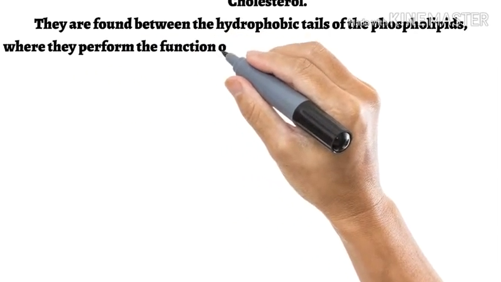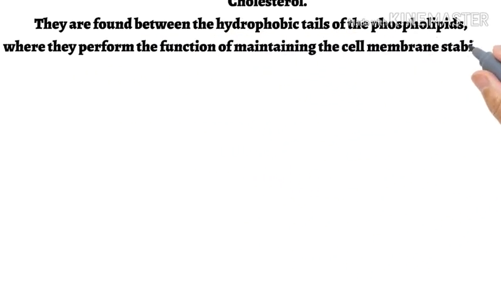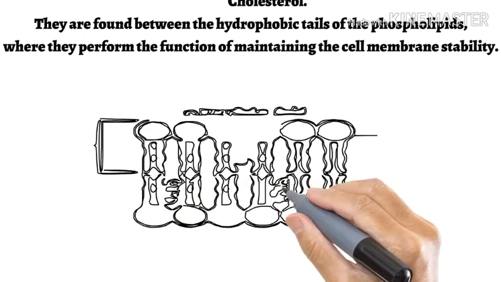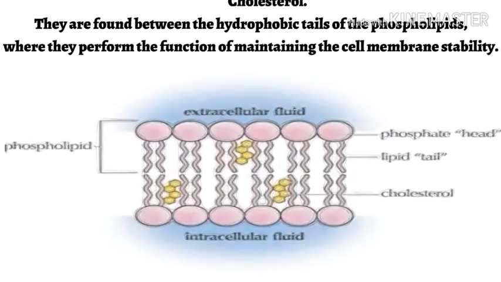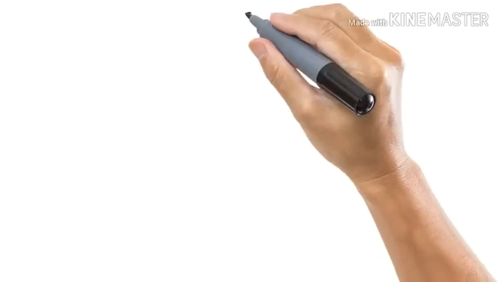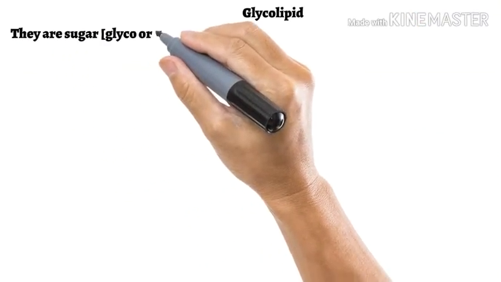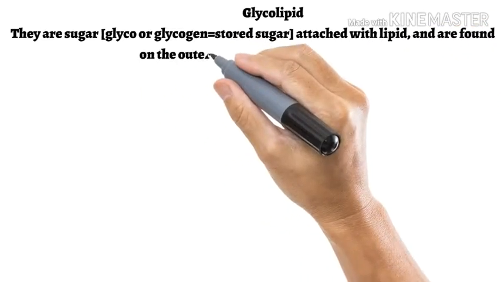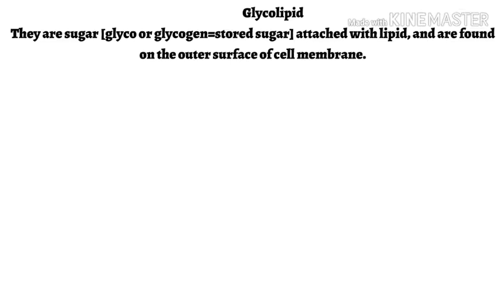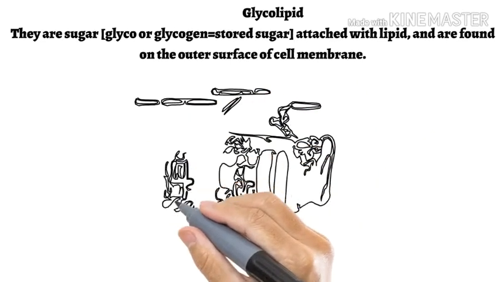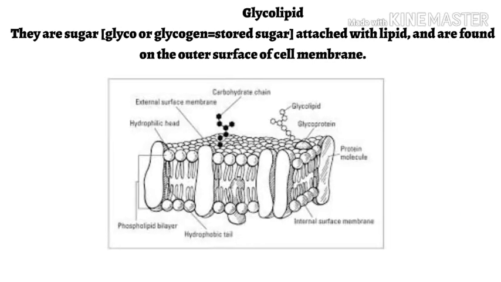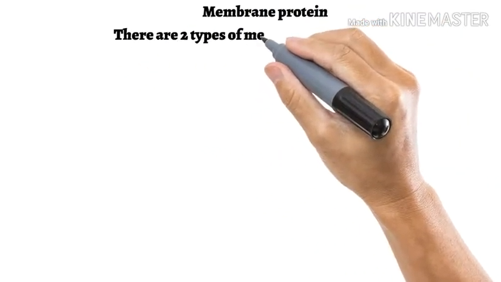Now to the cholesterol. They are found between the hydrophobic tails of the phospholipids, where they perform the function of maintaining the cell membrane stability. The glycolipid. They are sugar, and the word glyco or glycogen means stored sugar attached with lipid. So the glycolipid, just as the word implies, glyco sugar, lipid fat. So they are stored sugar attached with lipid, and they are found on the surface of the cell membrane.